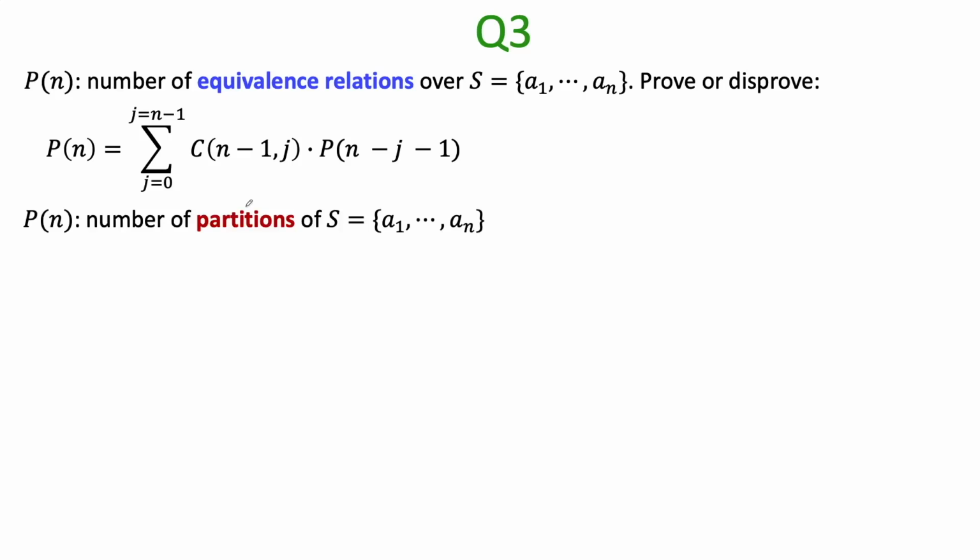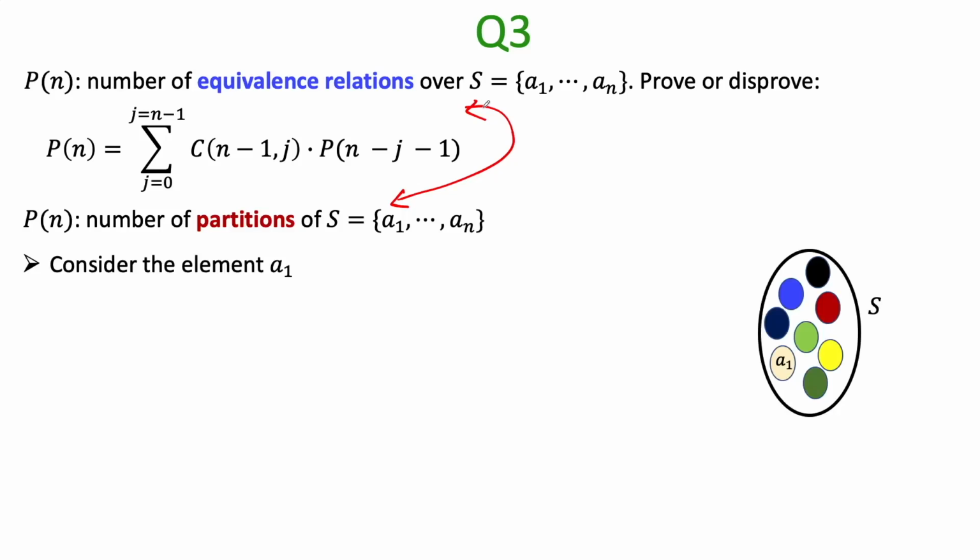So in fact we will prove that this equation is true. The first thing to observe here is that the function p of n also denotes the number of partitions of a set S consisting of n elements, because remember we have proved that every equivalence relation gives a partition and every partition corresponds to an equivalence relation. So the number of equivalence relations is nothing but the number of partitions over that set. So now we will focus our argument based on the fact that P of n denotes the number of partitions of a set S consisting of n elements.